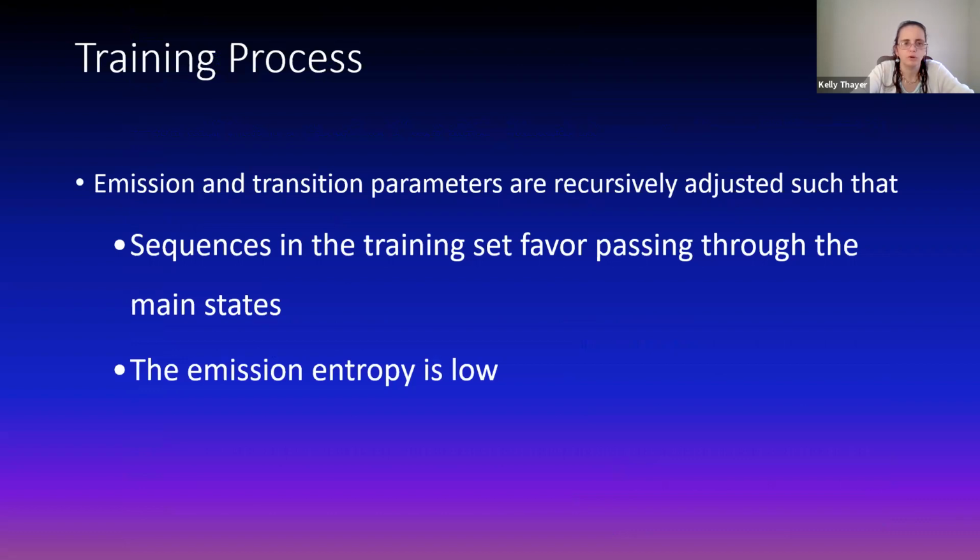The training process will go something like this. There'll be emission and transition parameters that are going to be recursively adjusted such that the sequences in the training set favor passing through the main state.